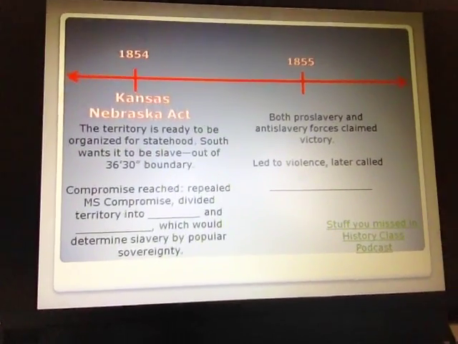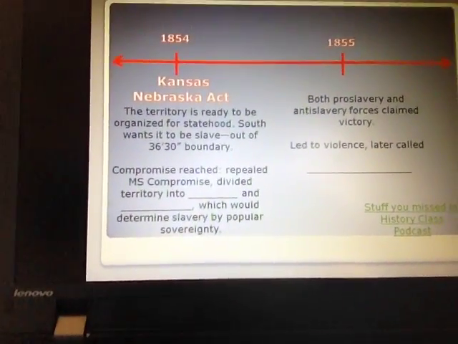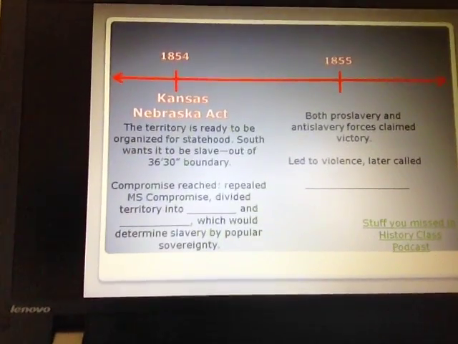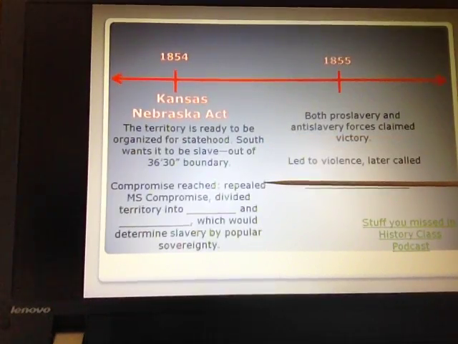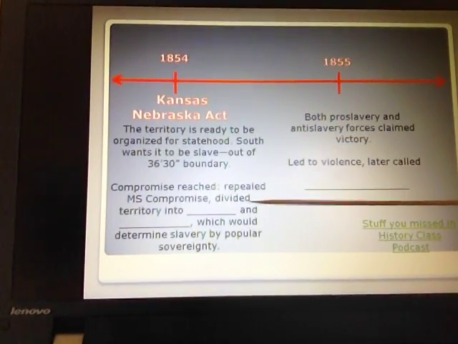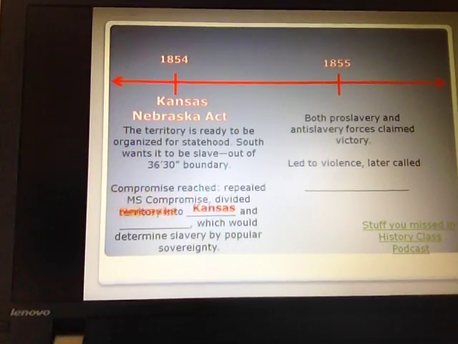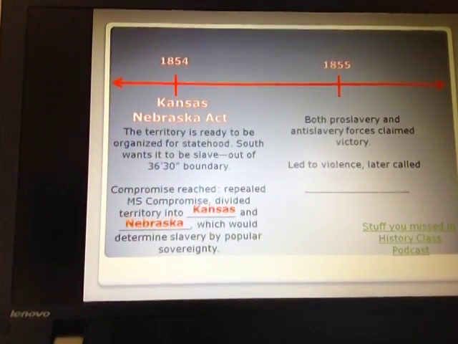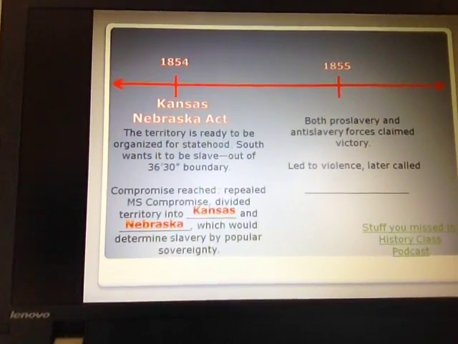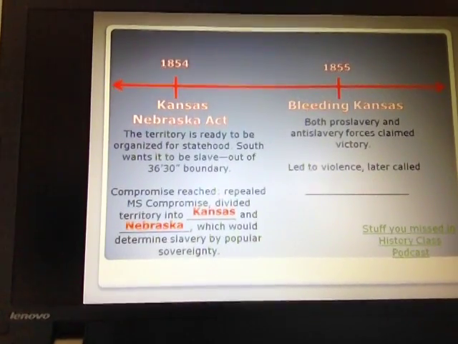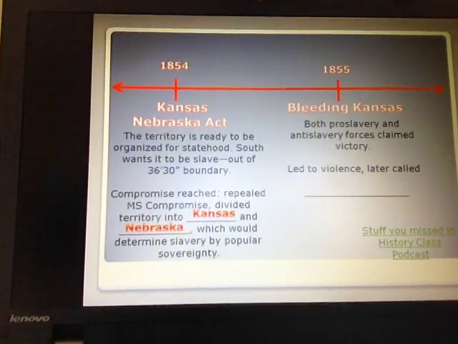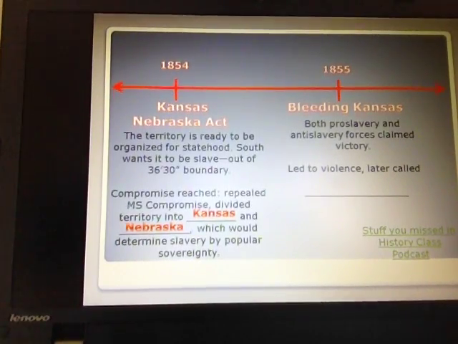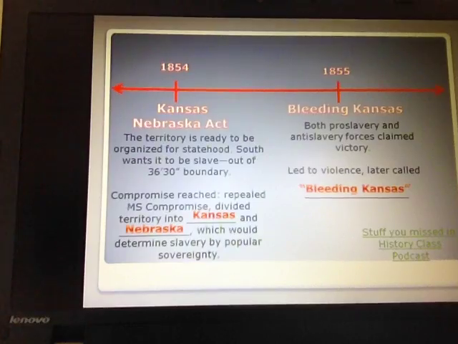In 1854, they passed the Kansas-Nebraska Act, and it says that we're going to reject the Missouri Compromise. So they're going to repeal the Missouri Compromise and divide the territory into Kansas and Nebraska, and they're going to determine the slavery question by popular sovereignty. But in 1855, we get Bleeding Kansas, because both pro-slavery and anti-slavery forces claim that they won those elections because both sides cheated, and it leads to a little mini civil war in Kansas that is called Bleeding Kansas.